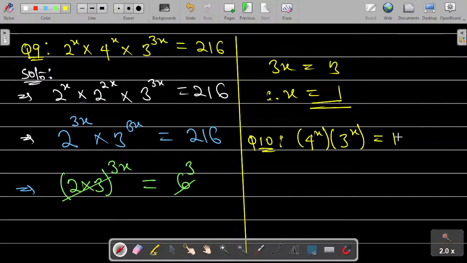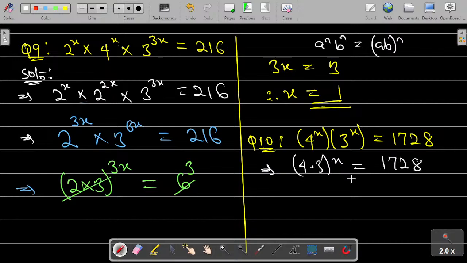So whenever you are given an exponential equation and you see that the bases are not the same but the powers are the same, it is expected that you apply the rule where you can factorize the power, where a to the power n times b to the power n is equal to ab to the power n. Once you do that factorization, this is going to be 4 times 3 all raised to power x equal to 1728, and so this gives us 12 to the power of x is equal to 1728.